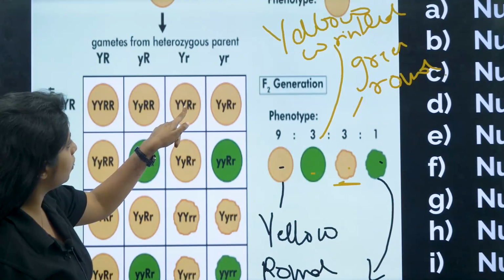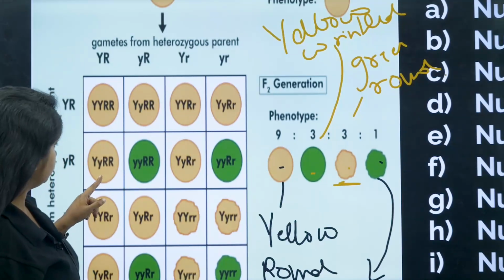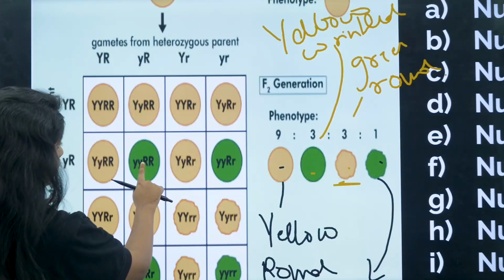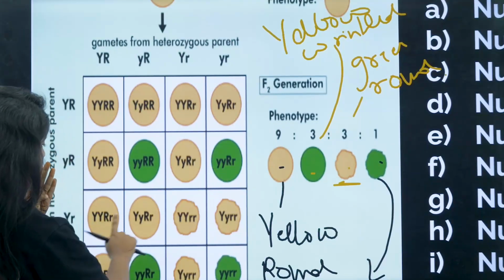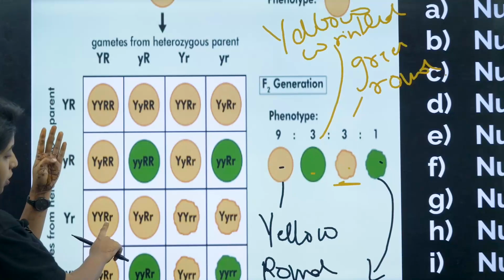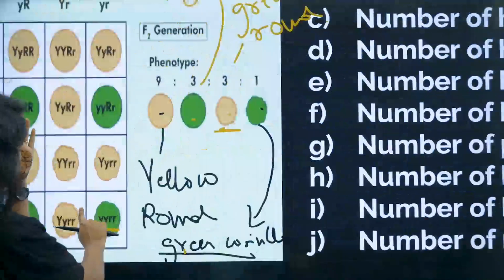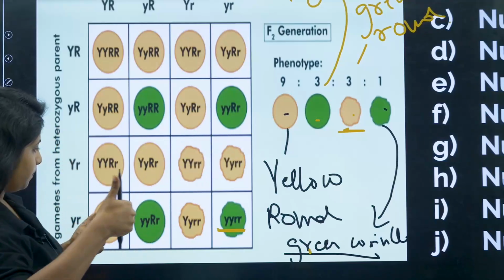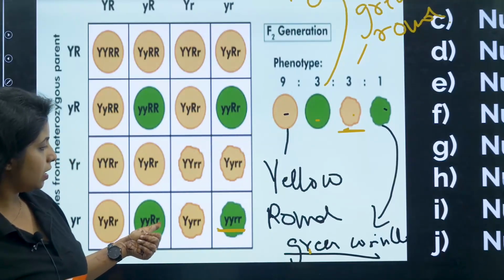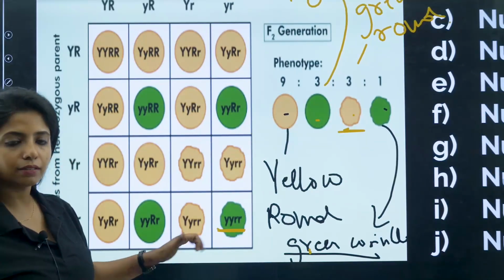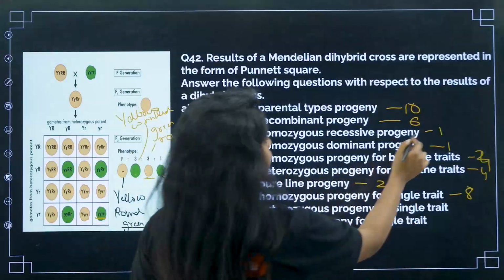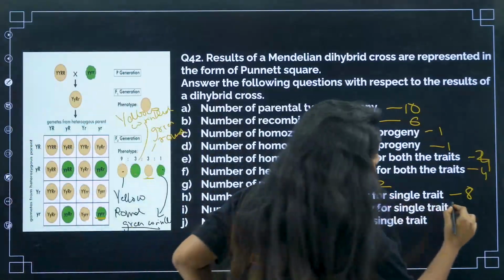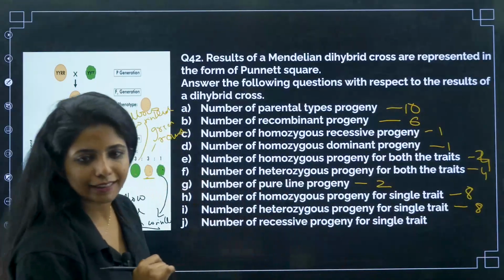This is heterozygous 2. This is heterozygous 3. And this is heterozygous 4. This is heterozygous 5. This is heterozygous 6. This is heterozygous 7. And this is heterozygous 8. Again, 8 only. For you guys only, I did it. But I'll tell you the truth, for myself also to check once more, I did it like that.